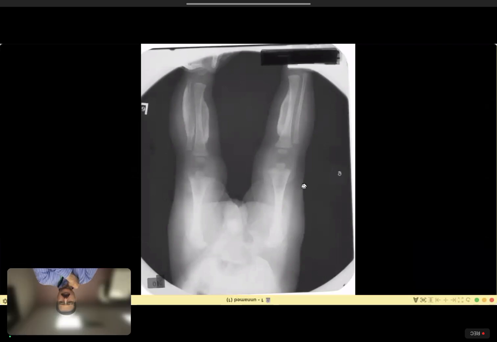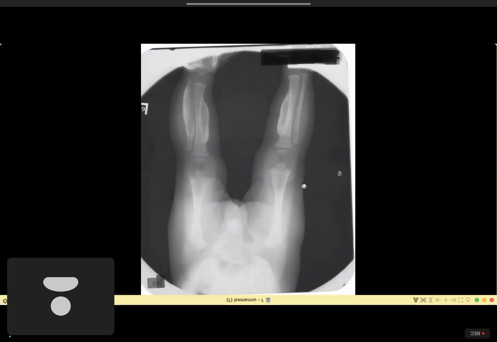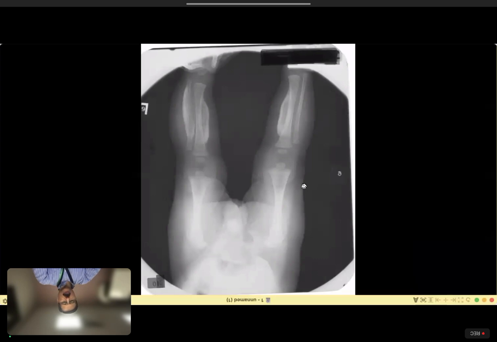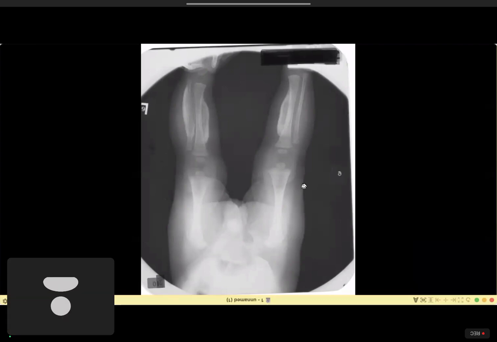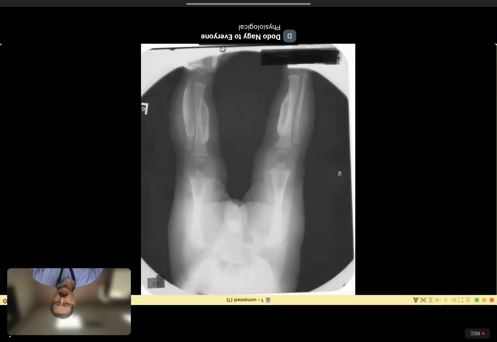Anything else? Can I see the lateral view, if it's available, or the ribs? That is not available. What is your differential just on the basis of this X-ray? So infantile cortical hyperostosis, Caffey disease, prostaglandin E administration, and primary pachydermoperiostosis. Okay, thank you.